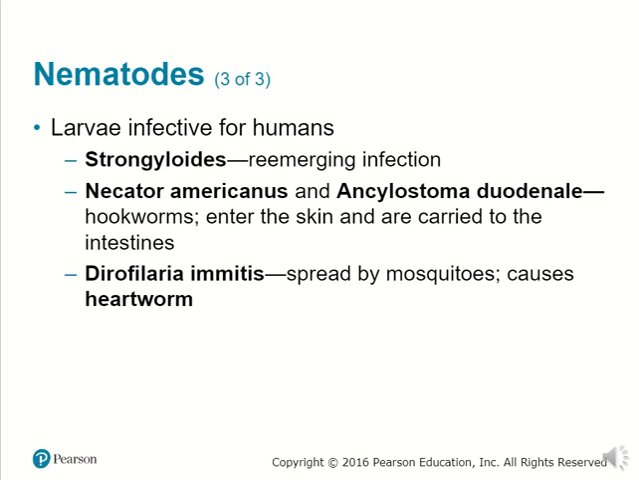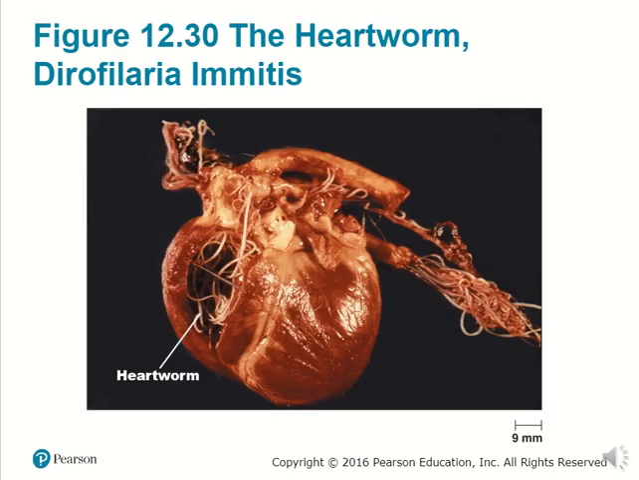The larvae are infectious to humans, and there are forms of larvae called strongyloides, a re-emerging infection. There's a type of larvae called the strongyloides, which are becoming more prominent in infectious cases. There are Necator americanus and Ancylostoma duodenale, which are hookworms that enter the skin and are carried to the intestines. There is Dirofilaria immitis, which is spread by mosquitoes and causes heartworm disease in multiple animals.